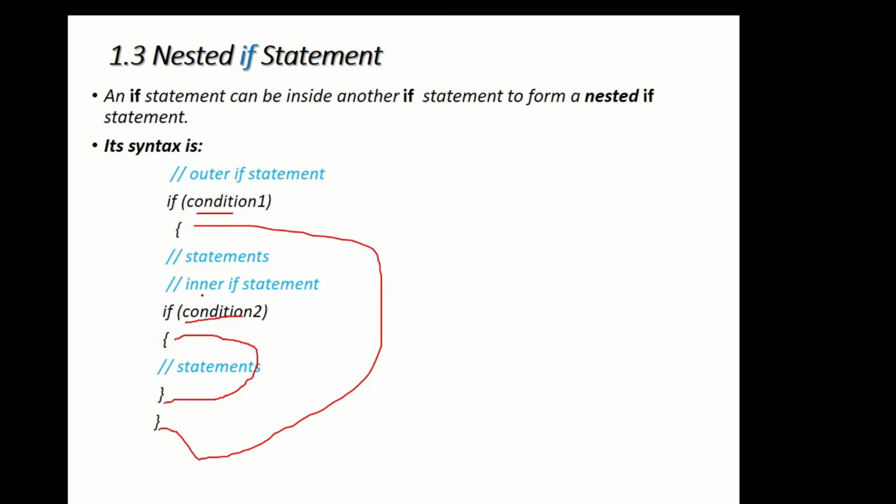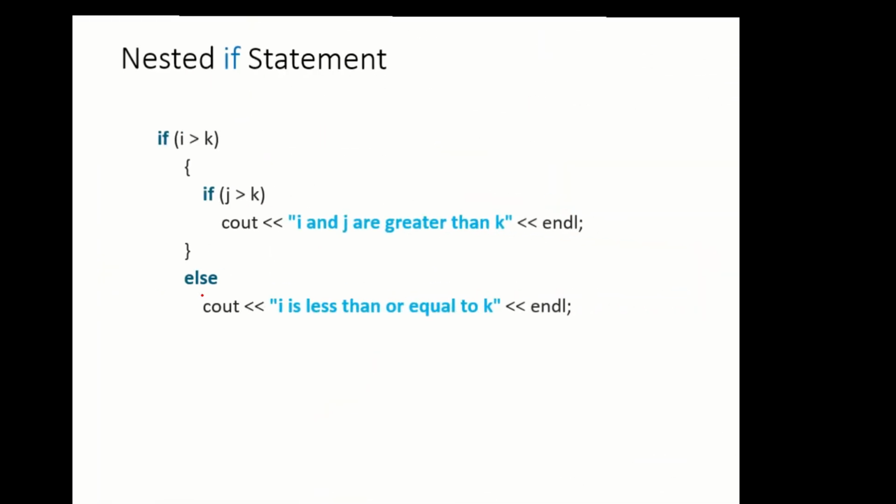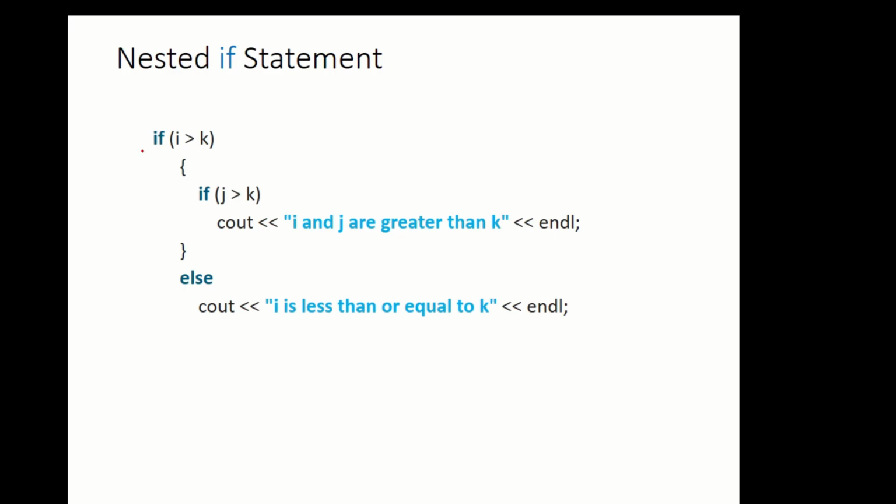Good. Then the syntax looks like this, and if the example is this: if i greater than k, the first condition, so if satisfied, enter the inner loop, and if j greater than k, another, the second condition, cout i and j are greater than k. Else, if this is false, the program does not enter this part. It automatically skips this loop and prints this one. Else what? i is less than or equal to k.